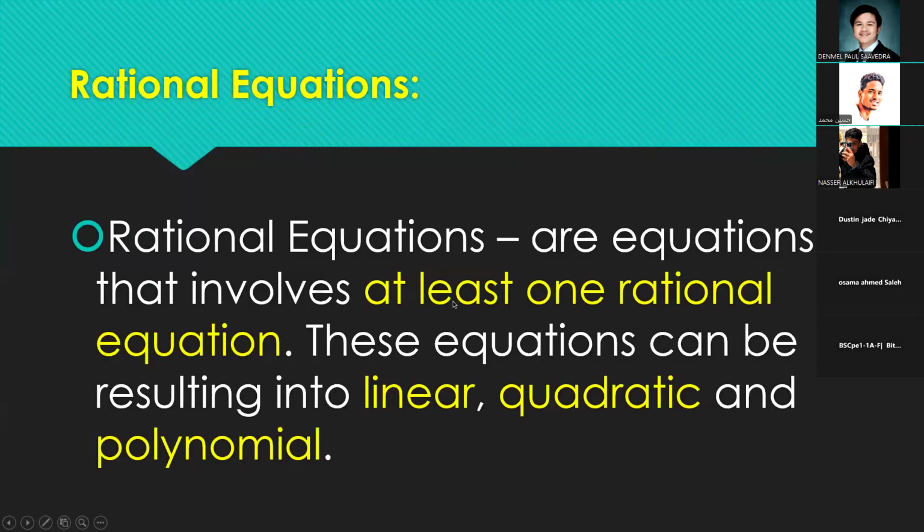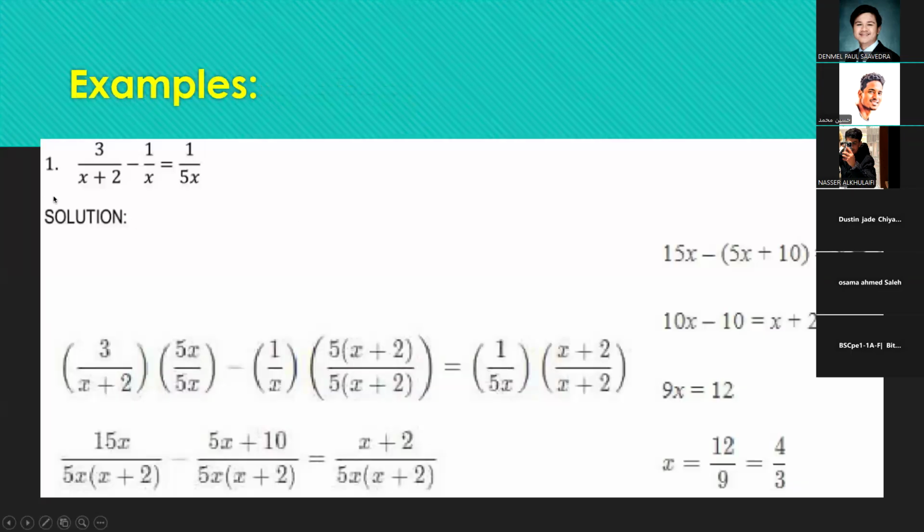All right, so let's proceed now to rational equations. Rational equations are equations that involve at least one rational expression. These equations can result in linear, quadratic, and polynomial equations. This is an example of a rational, but not a polynomial, and also not a linear. Just a rational expression. So we have here 3 over x plus 2 minus 1 over x is equal to 1 over 5x. Again, your goal here is to find the value of x, which is 4 over 3.